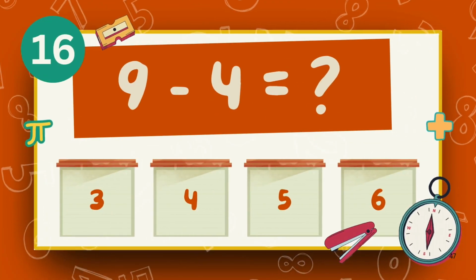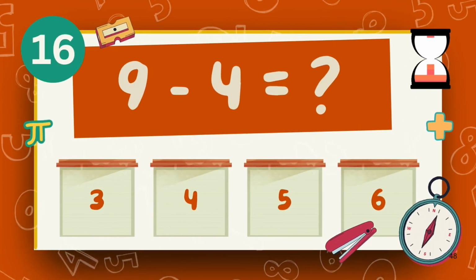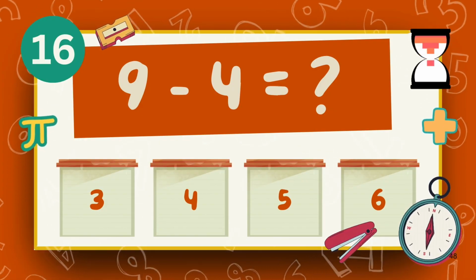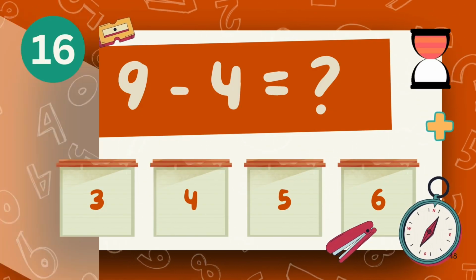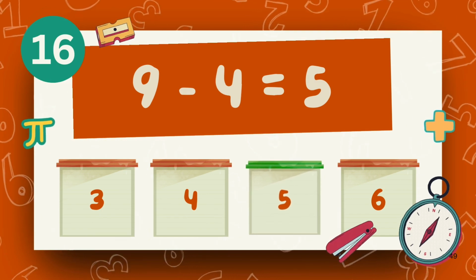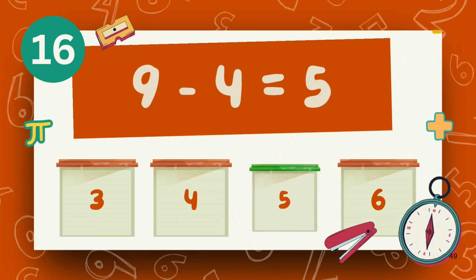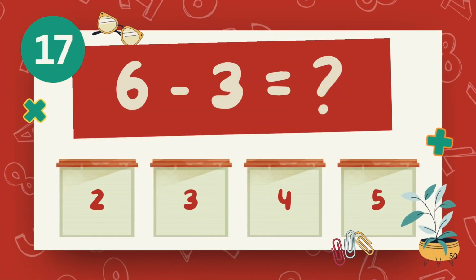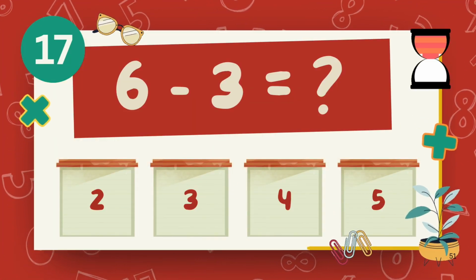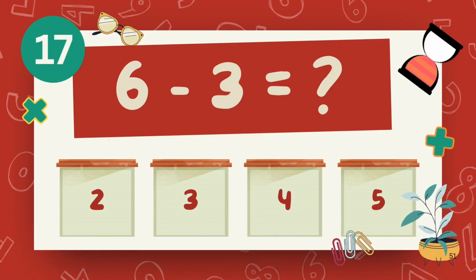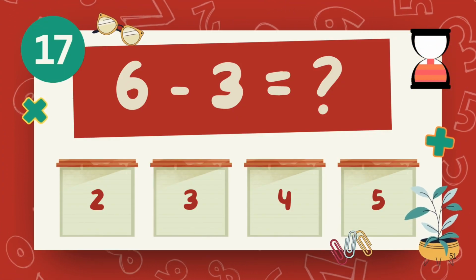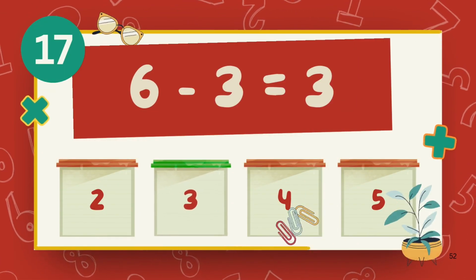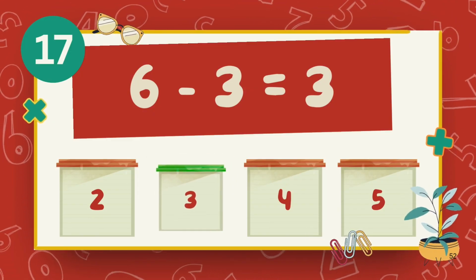What is 9 minus 4? The answer is 5. What is 6 minus 3? The answer is 3.